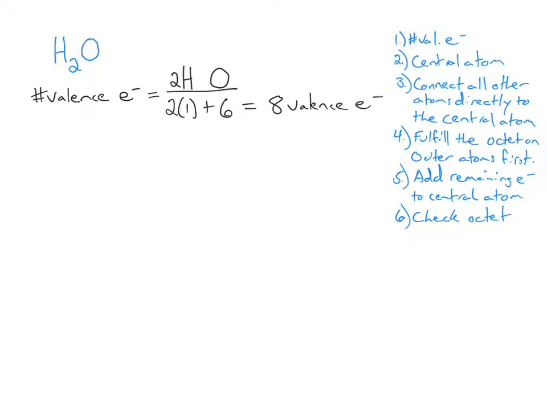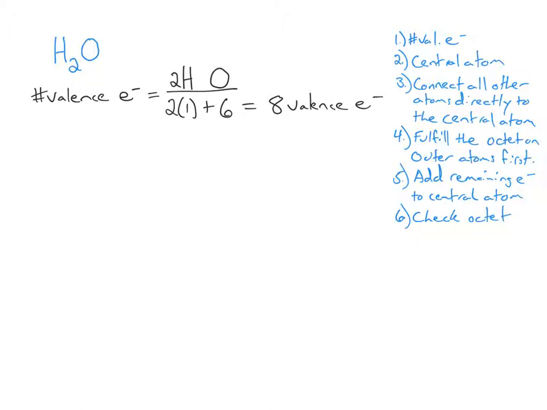First, the number of valence electrons. So I count those up. I know that each hydrogen counts as 1. There are 2 hydrogens, so we have 2 times 1, plus the oxygen valence electrons, which is 6. That gives us a total of 8 valence electrons.